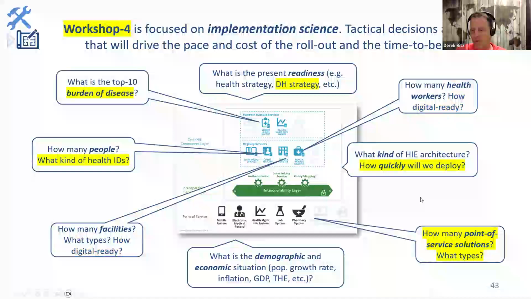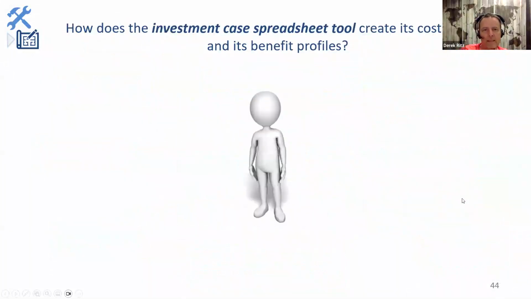And in workshop 4, the elements of implementation science, like what is our capacity for implementation? How quickly can we go? How many years is this going to take? And then simple things like, all right, we're going to give everybody a health ID, a unique ID for health. Is it going to be a little card? Is it going to be a card with an RFID chip? Is it going to have your picture on it? All of these things have implications for cost and rollout, and we'll see how that works.